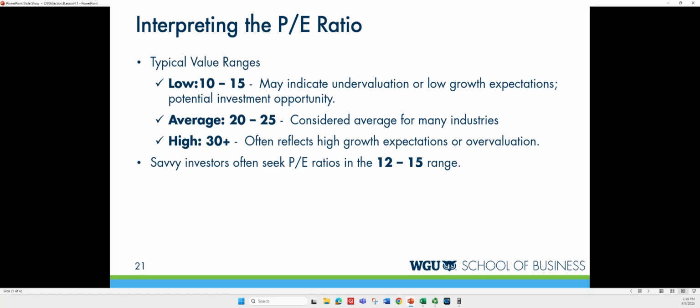firm could be overvalued. And when we are looking for a quote unquote good investment, we're typically seeking a price earnings ratio in the 12 to 15 range because it typically means the firm has not really grown to its full potential yet, and we're getting in on the ground floor, so to speak.